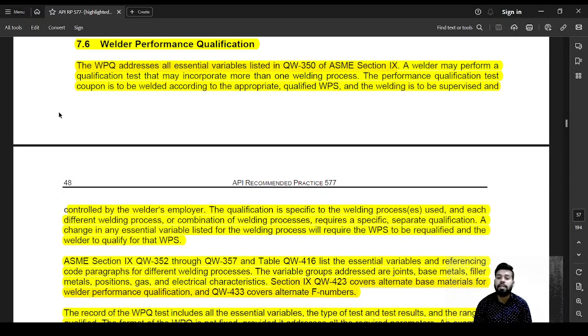The qualification is specific to the welding process used. Each different welding process or the combination of a welding process requires a specific and separate qualification. A change in the essential variable listed in the welding process will require the WPS to be requalified and the welder to qualify that WPS.